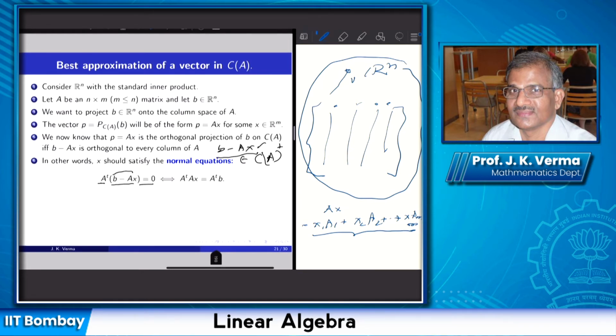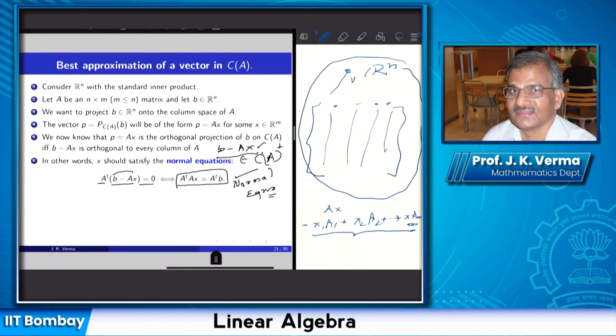So simplify this. It says A transpose Ax is equal to A transpose B. Okay, so if Ax is in the column space and is the best approximation to B, then x has to satisfy this equation, that A transpose Ax is A transpose B. Right? These are very important equations. These are called normal equations.